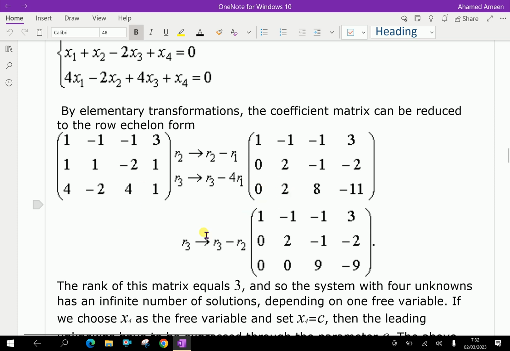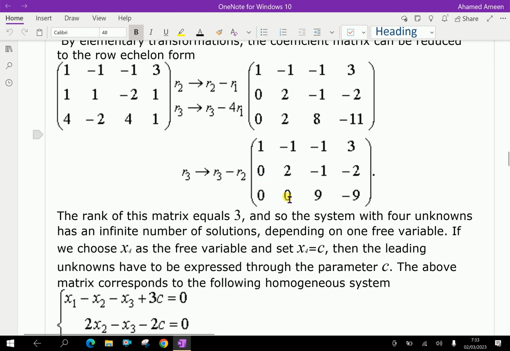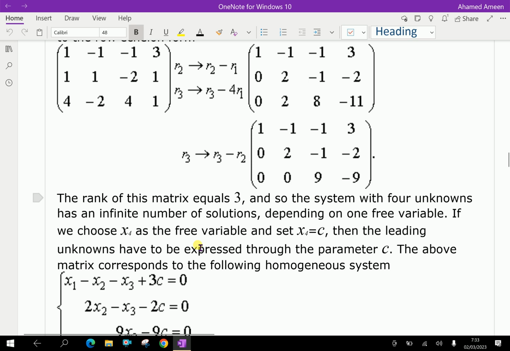Then our aim is to make this 0. For that, R3 becomes R3 minus R2: 2 minus 2 equals 0, 8 minus of minus 2 is 9, and minus 11 plus 2 is minus 9. So we got these zeros. Now it is easy to solve. The rank of this matrix equals 3. So the system with 4 unknowns has an infinite number of solutions, because there are 4 unknowns and 3 equations, depending on one free variable.